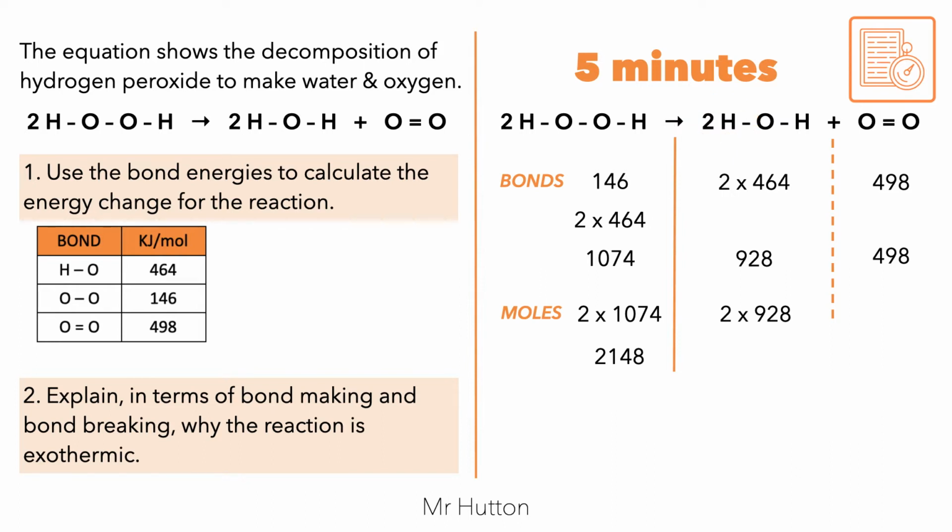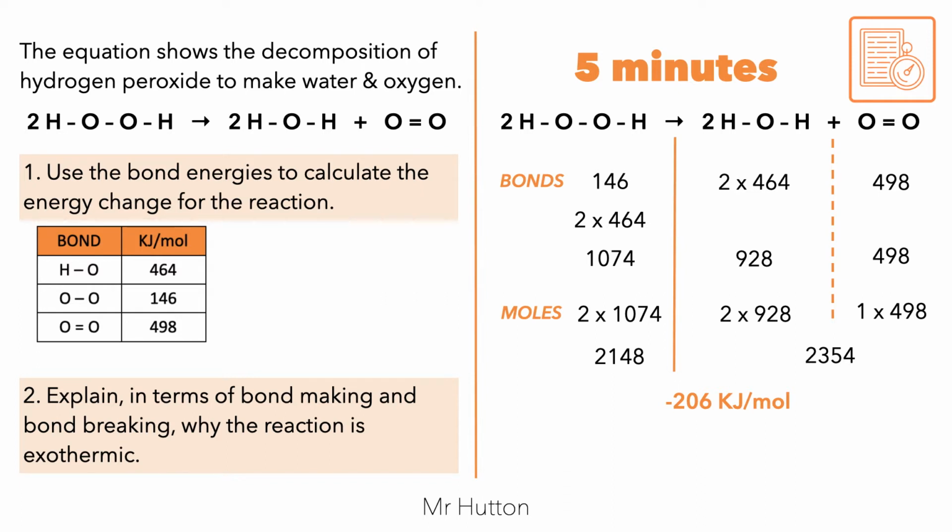And then on the other side we've got 1 lot of our oxygen there, so it's 1 times 498. So our total energy in the products there is 2354. So as we know, we need to minus the products away from the reactants, so 2148 minus 2354 gives you a total energy change of minus 206 kilojoules per mole.